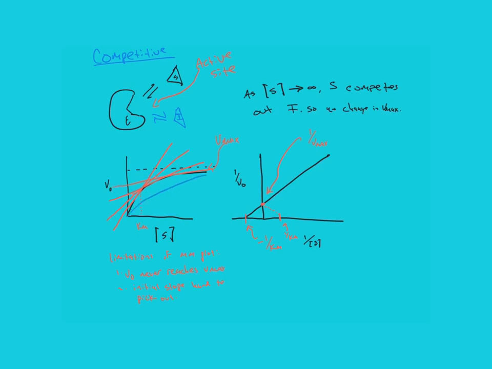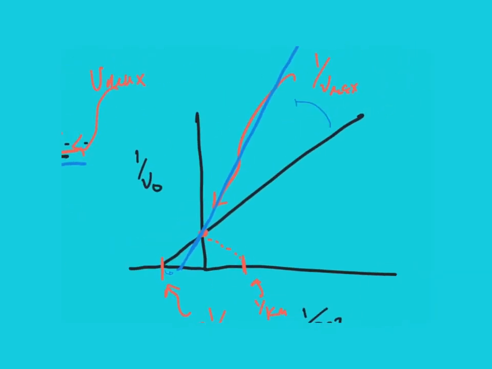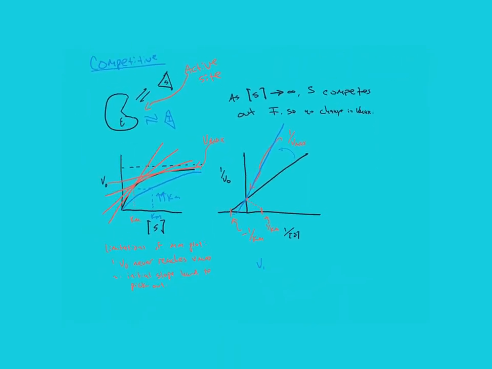Now, let's go ahead and look at what happens when competitive inhibition takes place. We see that our Km increases and our Vmax is unaffected. Notice how the Km changed on our Lineweaver-Burk plot.